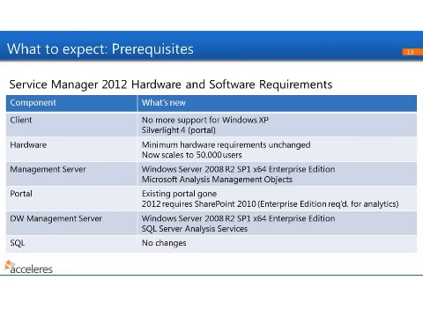So this slide on hardware and software requirements gets to the question that Brian asked a little bit earlier. But just to give you the overview of what's changing here, component by component, there is no more support for Windows XP. Your Service Manager client is not going to run in Windows XP. It's a minimum of, I forget what version of Windows Vista or, as you can imagine, Windows 7. You'll need Silverlight 4 to access the portal.